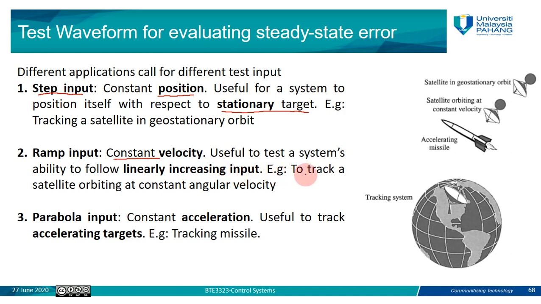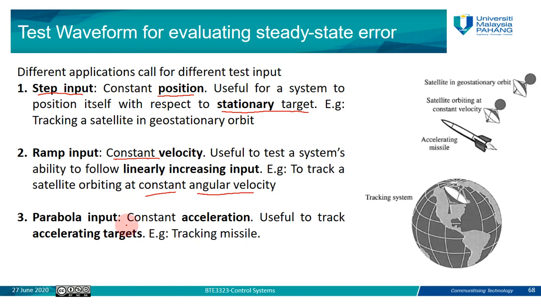For example, in order to track a satellite orbiting at a constant angular velocity, we are going to use the ramp input. If you have a satellite which is moving at a constant angular velocity, we are going to use the constant velocity function, which is the ramp input. If you have a satellite which has a position with respect to a stationary target on a stationary base station on the ground, we are going to use the constant position.